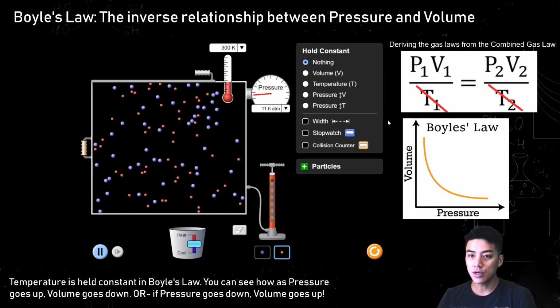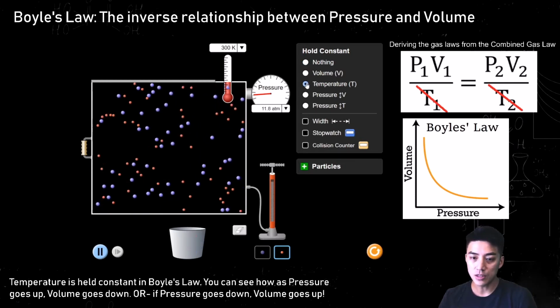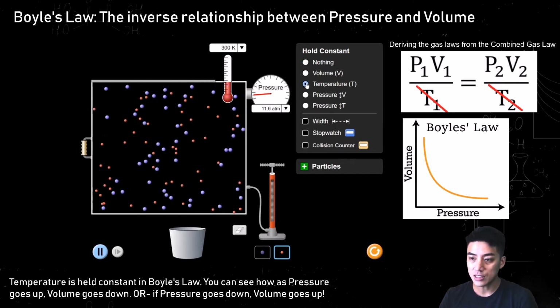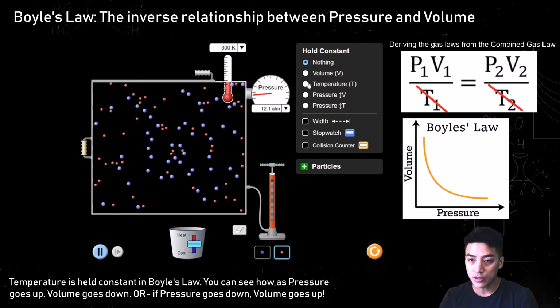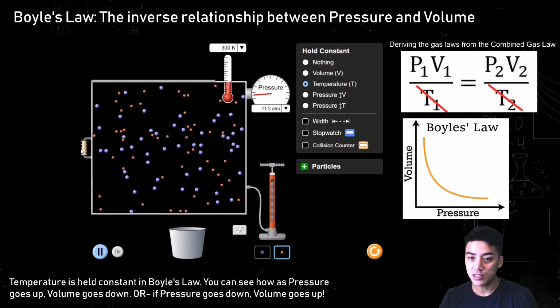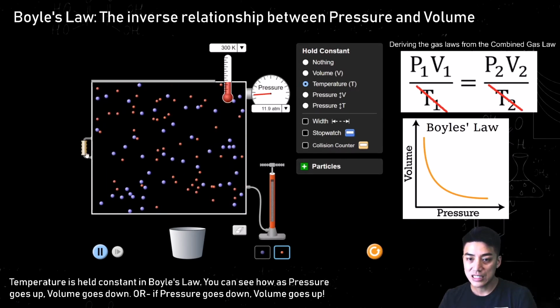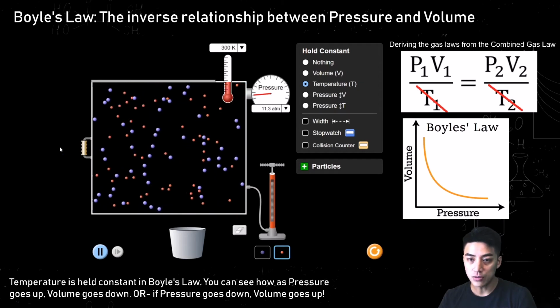Boyle's law describes the inverse relationship between pressure and volume. So that means temperature is being held constant. You can see how the T's are canceled out in my equation there. So we're left with Boyle's law. And for Boyle's law, I'm going to click temperature right there to keep it constant. So that means the only things I can change now are the pressures and the volumes of this container.